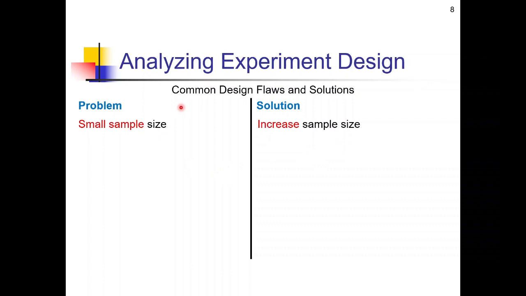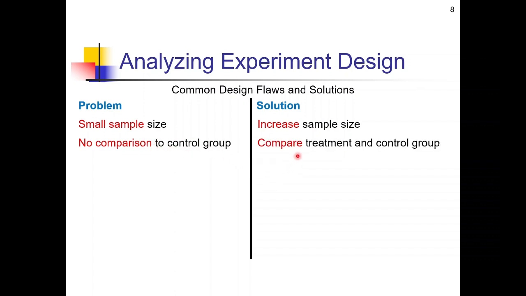Now, another problem we run into with some experiments is that there's no comparison made to the control group. One example of this might be somebody who's trying to promote their dieting program, and they say, hey, the people who were on our diet lost an average of 10 pounds over 5 weeks. Well, that's great. But how about the people who are in a similar kind of environment who didn't do your diet? If they also lost the same amount of weight, then maybe your diet isn't really all it's cracked up to be. So a solution to this problem is to compare your treatment and your control group. If nothing else, this can at least account for the placebo effect.